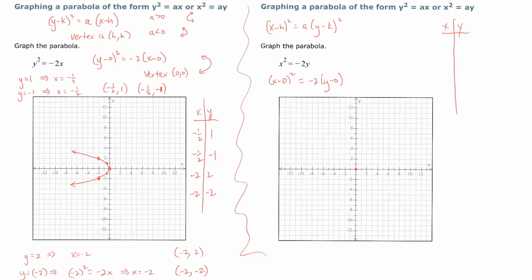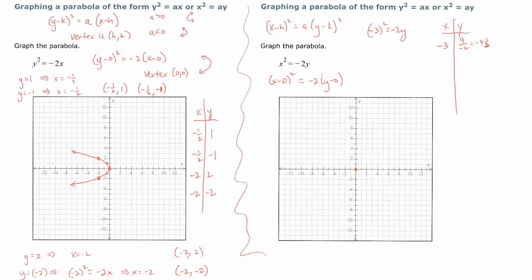But this is not going to open left or right. Do any of you know which way this is going to open? You can always pick ordered pairs here. Why don't we pick x to be -3? So if you pick x to be -3, we get -3 squared is equal to -2y. So y is equal to what? 9 over -2, which is -4 1/2.